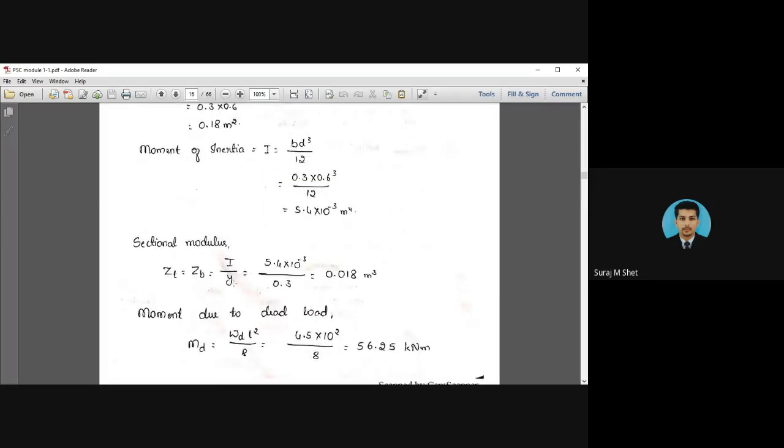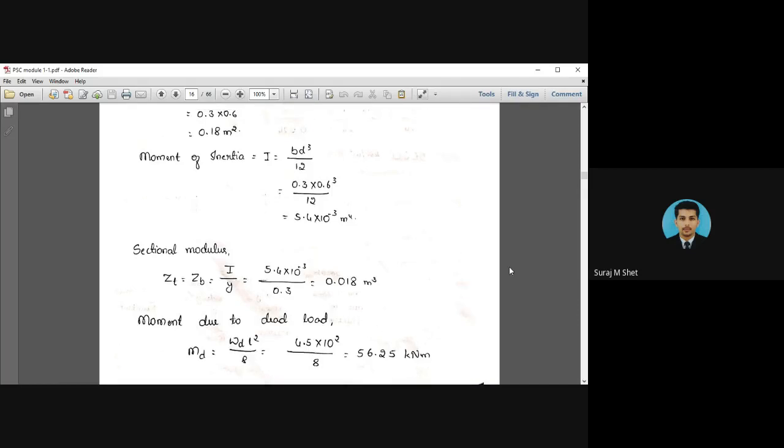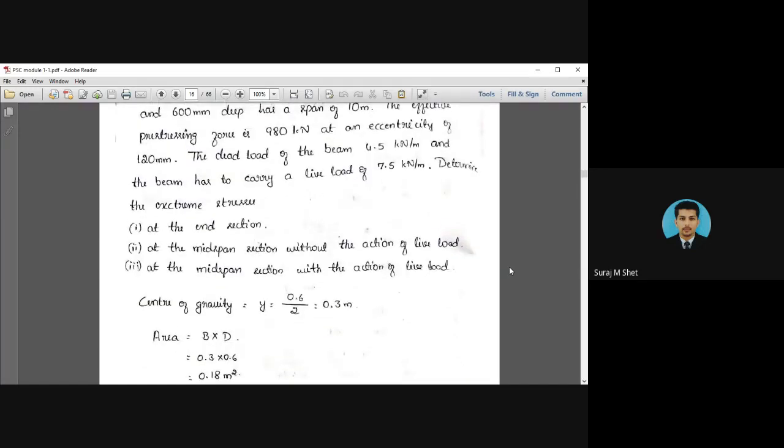The sectional modulus, ZT and ZB, top and bottom, is equal to I divided by Y. Whatever value you get, just substitute it. Then the moment due to live load. See here, the dead load is given as 4.5 and the live load being carried is 7.5. So here also you have to calculate separately for this.